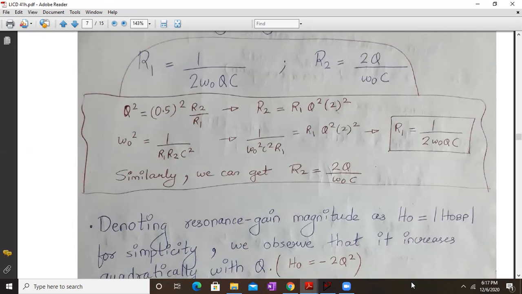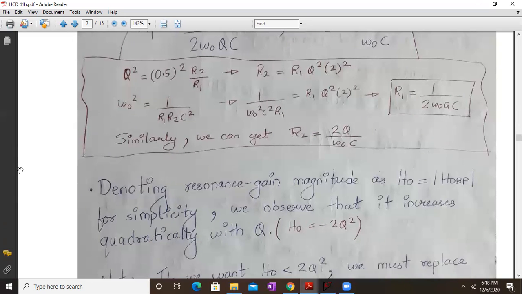Right? And omega square is what? 1 upon R1 into R2 into C square. So here we can substitute it as 1 upon omega square C square into R1 will be R2. Once you equate the two, you will get R1 as 1 upon twice omega naught into QC. Similarly, we can get the value of R2 as 2Q divided by omega naught into C.